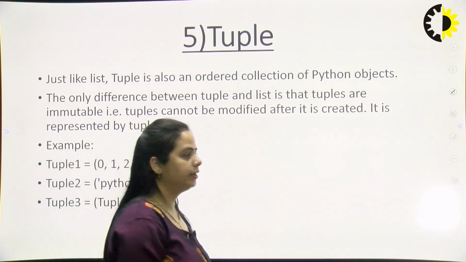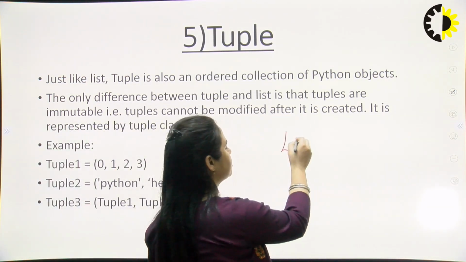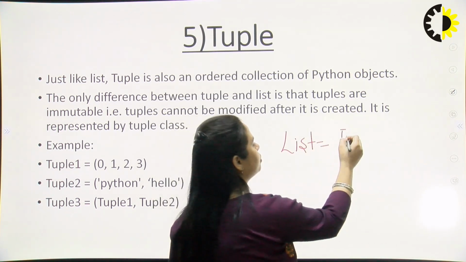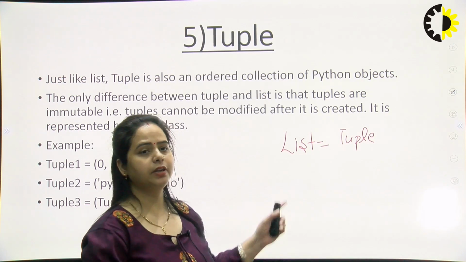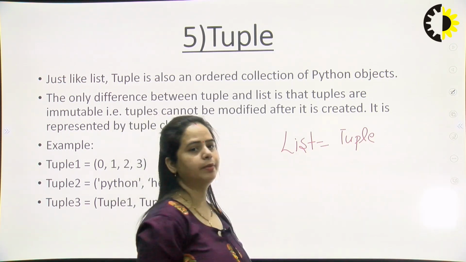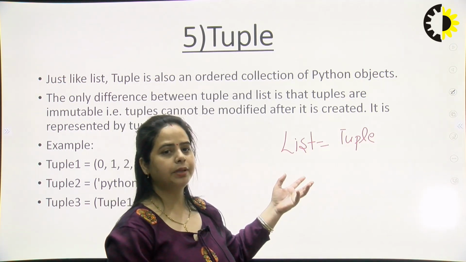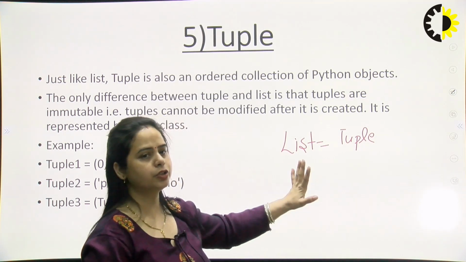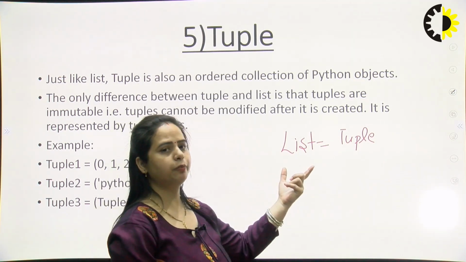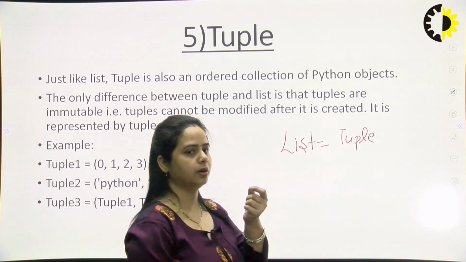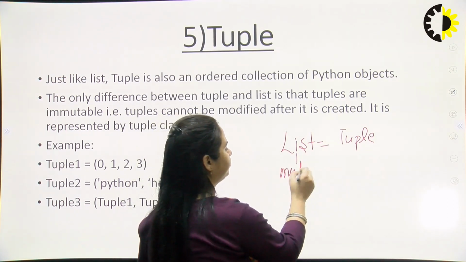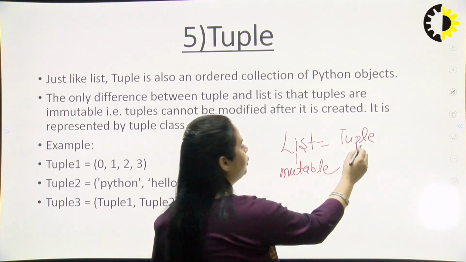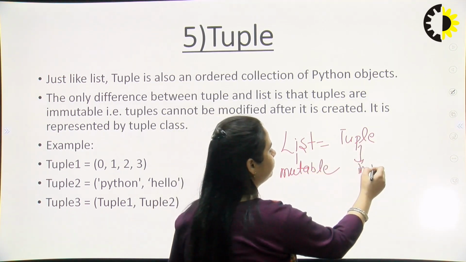What is the tuple? Tuple and list are the same. Now, what is the difference between list and tuple? Both are collections of elements or objects, maybe of the same type or maybe of different types, at contiguous memory locations. The definition of both data types is the same, but the difference is that list is mutable and tuple is immutable.